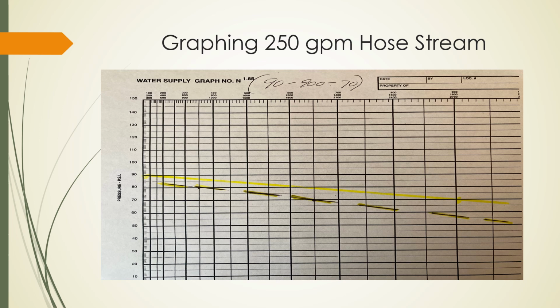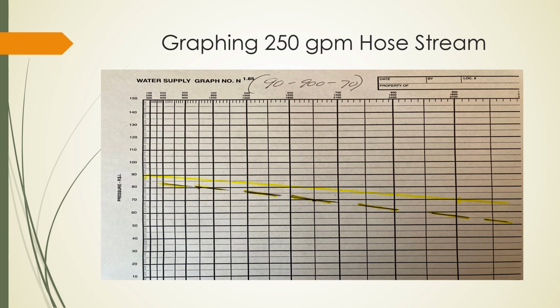And that dotted line represents the new water supply with the outside or the hose stream allowances deducted from the overall water supply. So what it's telling me is that for sprinkler design, my water supply is no longer based on 90, 900 at 70, but at that dotted line water supply, as we expect to be using the hose stream allowances.